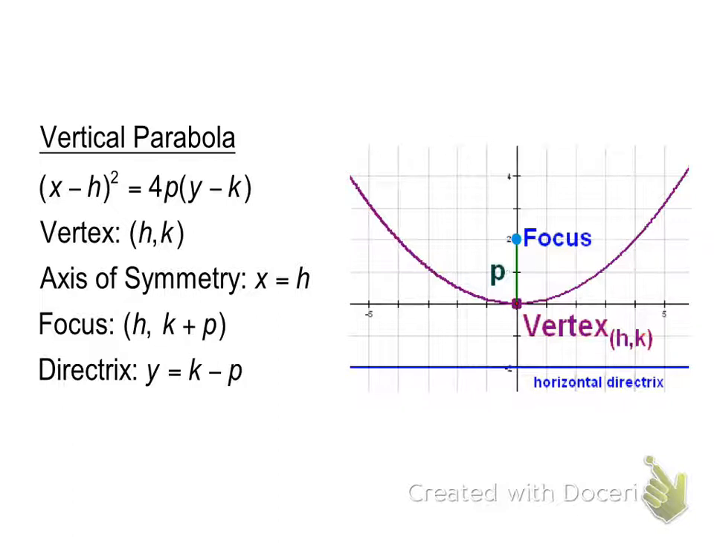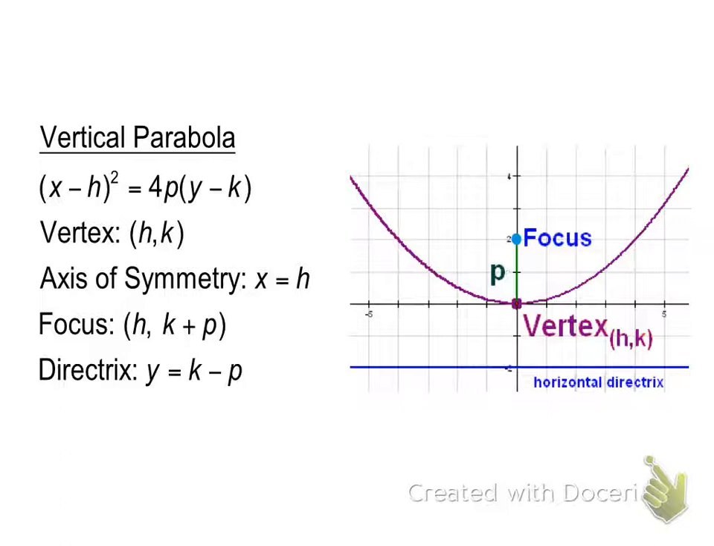First we're going to look at a vertical parabola, which could open up or down. The equation for a vertical parabola is x minus h all squared equals 4p times y minus k. Everything in this equation has a purpose. The h, k in the parentheses represents the vertex of our parabola. That's always going to be its lowest point if it opens up and the highest point if it opens down. The axis of symmetry is x equals h, and that's what's going to cut our parabola in half.